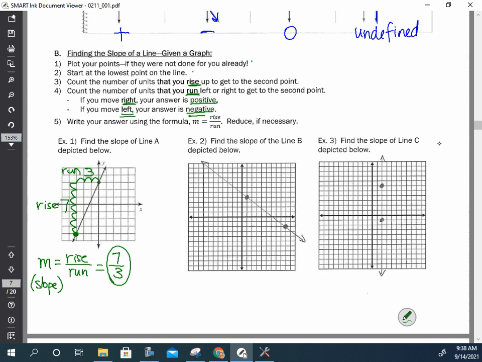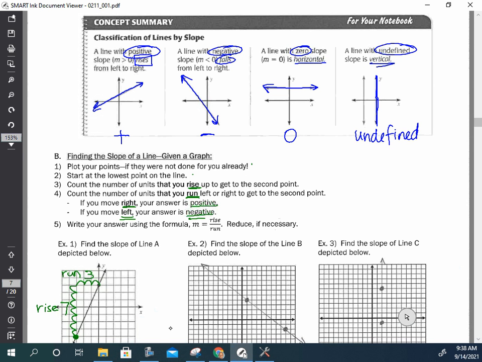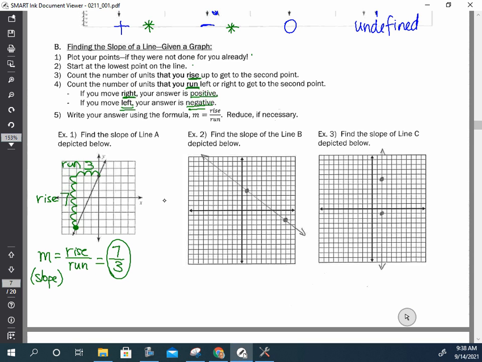Example 2. Now, notice with example 2, the line is falling from left to right. So that means if we go back to what we did originally, this should be a negative slope. So we should have a negative slope for example 2, just like we had a positive slope for example 1. So linking what we just did to what we're doing now.